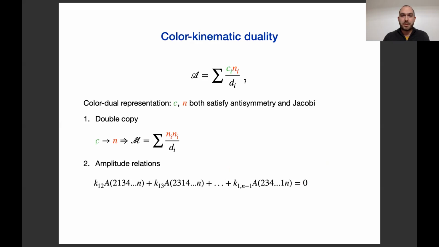And this is the color-kinematic duality, which says if you find an amplitude in this form where both C and N satisfy the same algebraic relations, then you win basically two things. First, you win the double copy, so you get to replace a C with an N to get new amplitudes. And second, you win the amplitude relations, which express some relations between different orderings of amplitudes. And you can start using these ideas to bootstrap amplitudes, see how constraining such a property is.